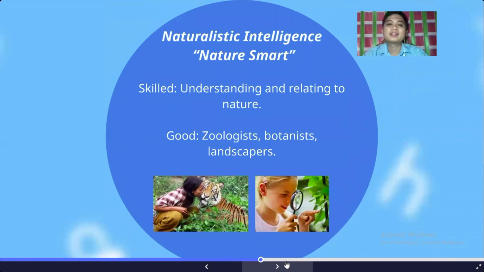The seventh one, the naturalistic intelligence, or the nature smart. These individuals understand and relate to nature. They are interested in nurturing, exploring the environment, and learning about other species in the world. They are said to be highly aware of even subtle changes in their environments. More likely, they are zoologists, botanists, and landscapers.